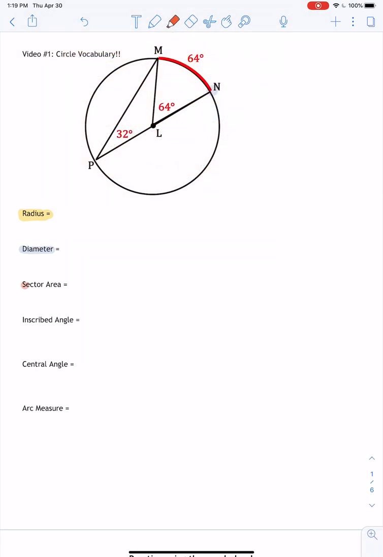Another word that we learned last week is sector area. So when we have two radii and we enclose that area between them and we shade it in, that area between those two radii, that's what we're calling sector area.